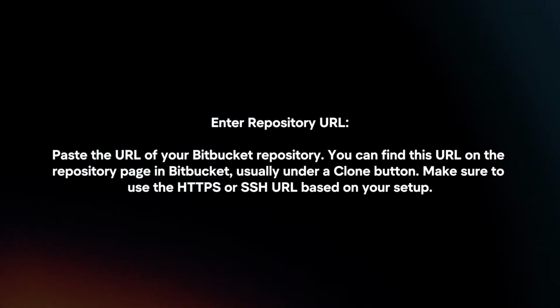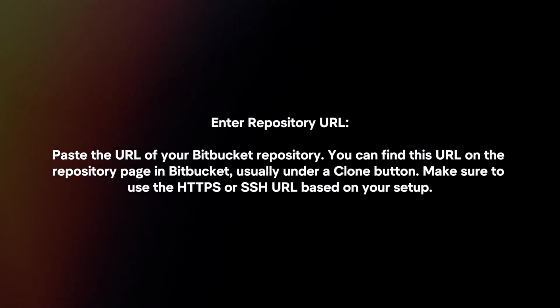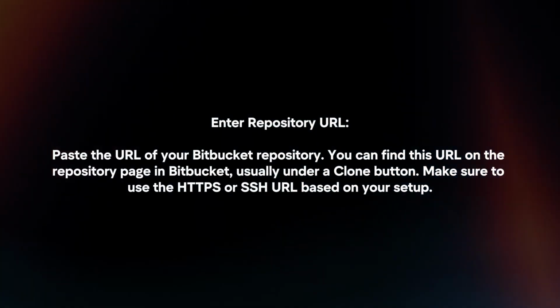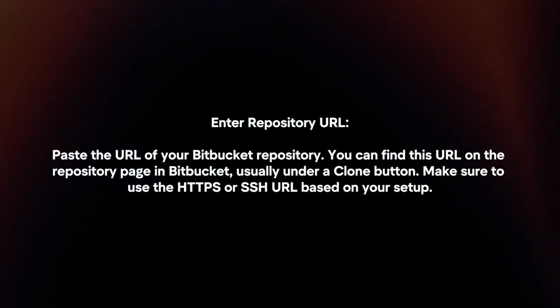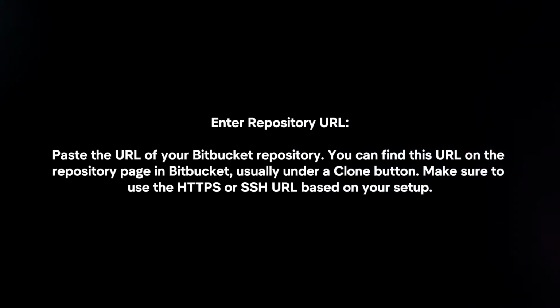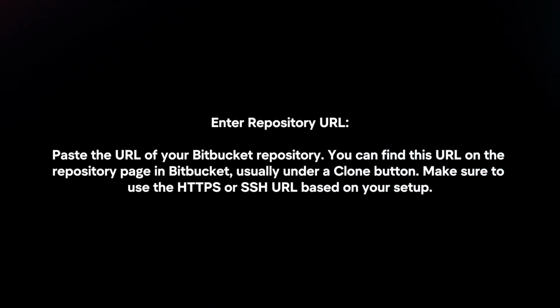Enter repository URL. Paste the URL of your Bitbucket repository. You can find this URL on the repository page in Bitbucket, usually under a clone button. Make sure to use the HTTPS or SSH URL based on your setup.